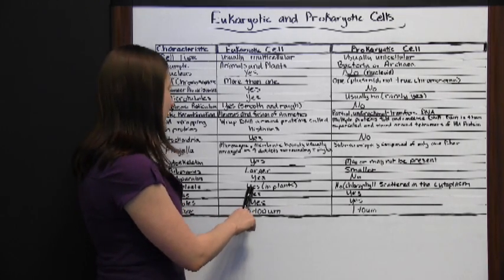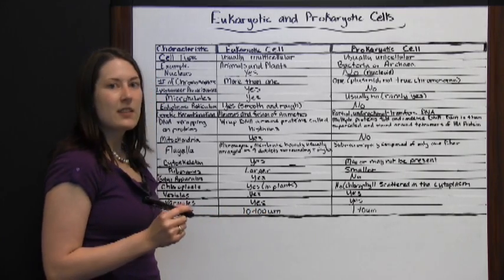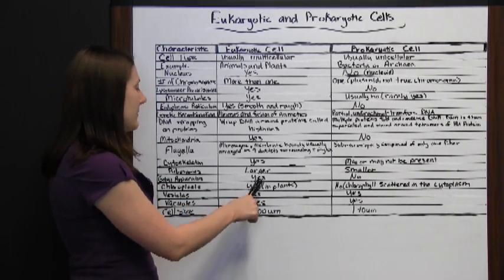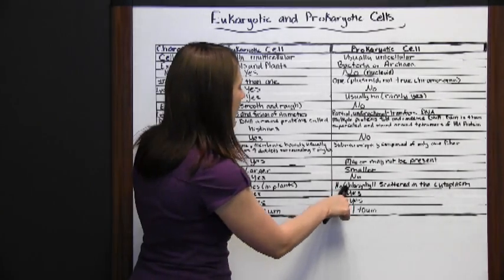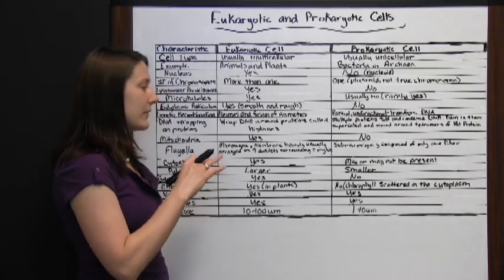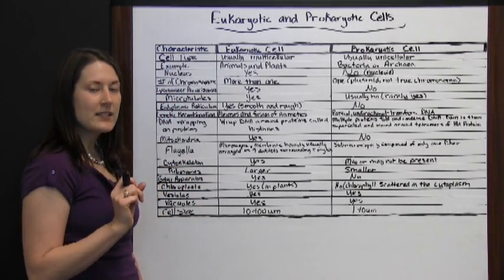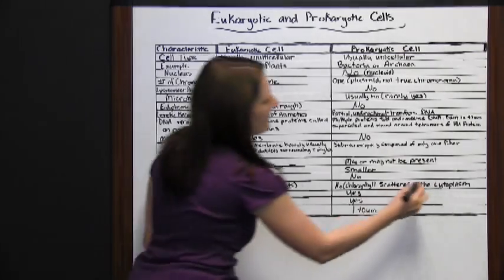Chloroplasts. Yes, they will be in eukaryotic cells if it's a plant. Chloroplasts are what holds the chlorophyll. So in plants, you've got chloroplasts to hold the chlorophyll in. In prokaryotes, no, you do not have chloroplasts. The chlorophyll is just scattered in the cytoplasm, little dots here and there to help absorb the sunlight.